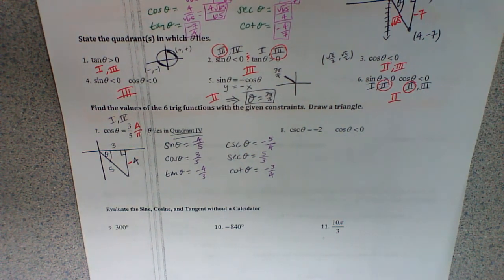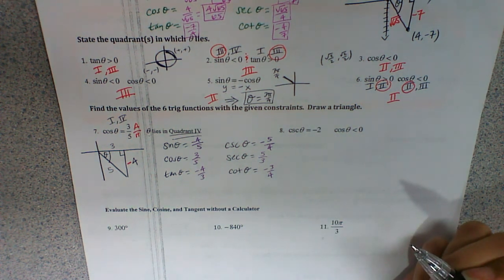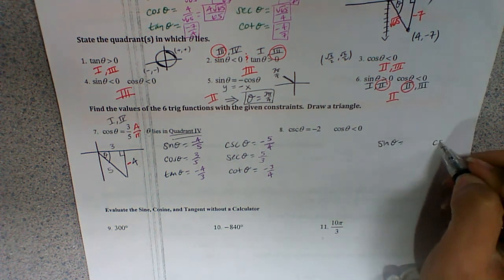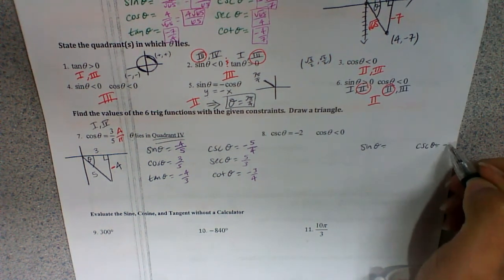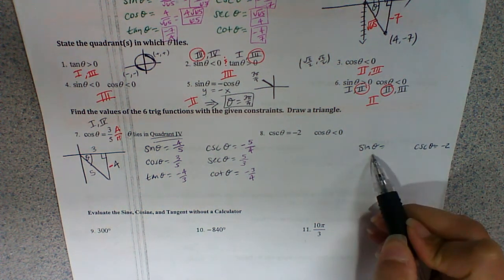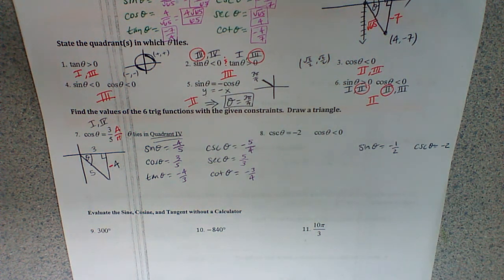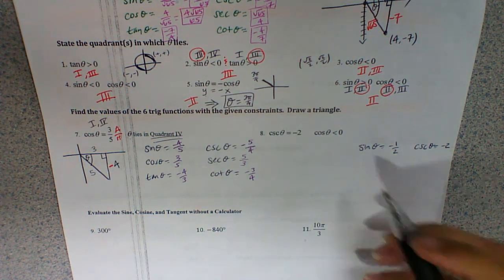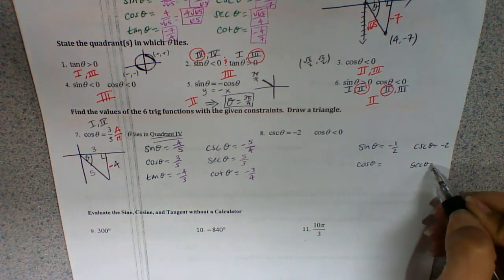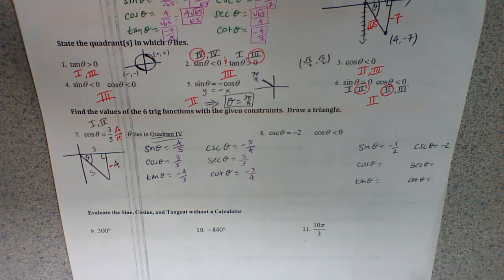Number 8 gives you cosecant. Now remember, cosecant is a reciprocal of sine. So when I'm looking for all 6 trig functions, I'm actually already given cosecant. Let me go ahead and put that down. And I can tell then that its reciprocal, which is sine, will be negative 1/2. So there's 2 out of 6 trig functions already done. So I still have to find all 4 of these.